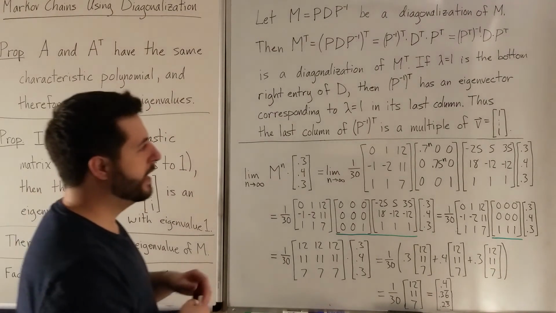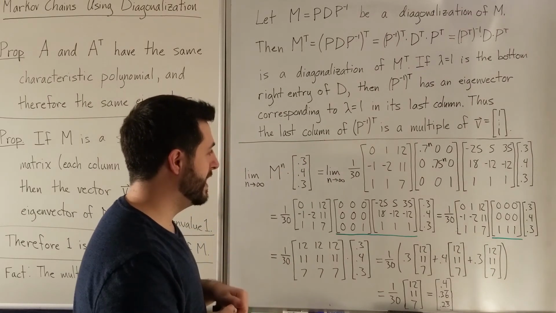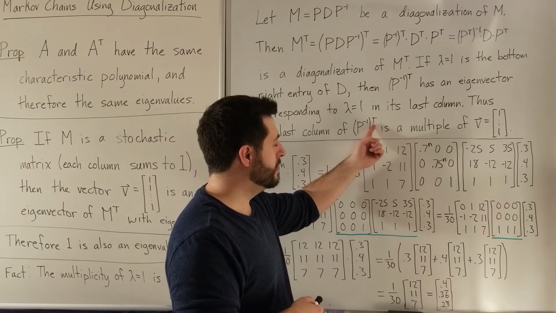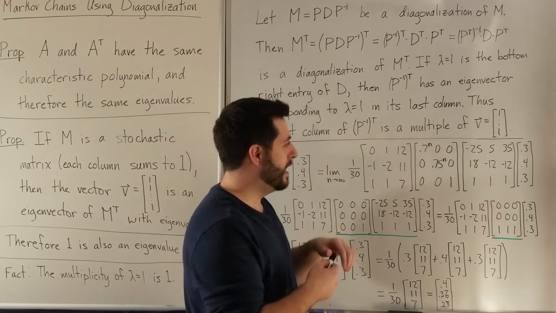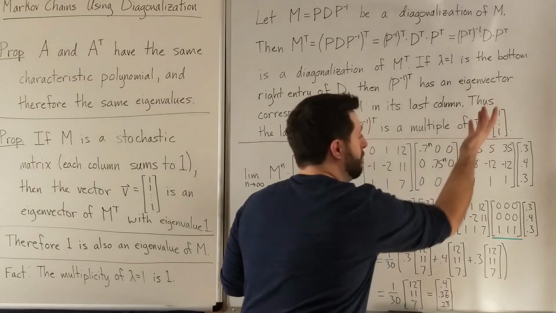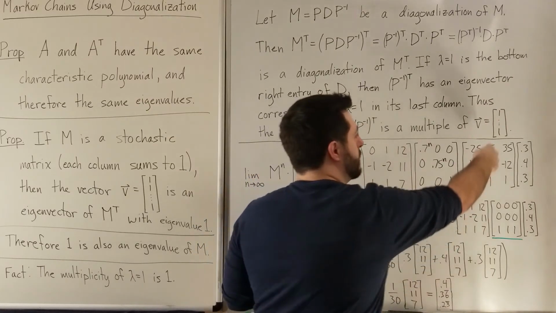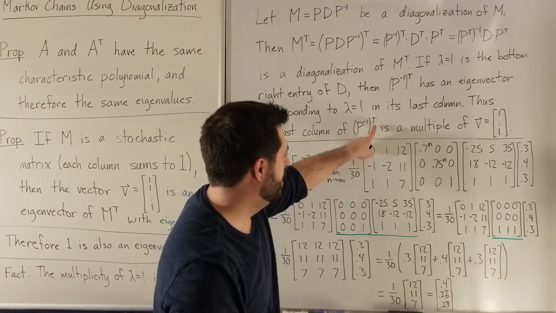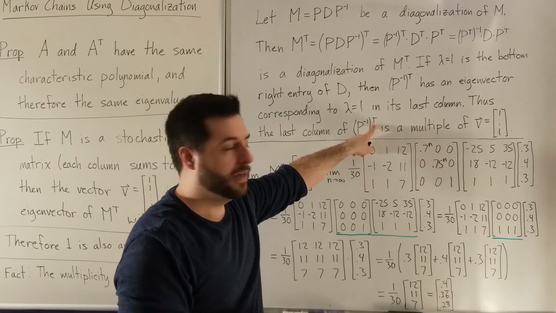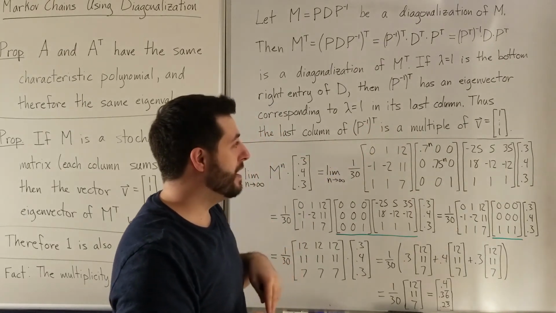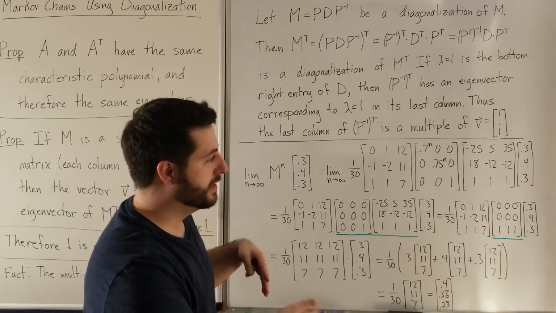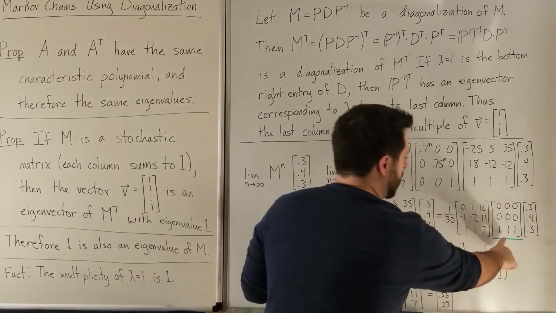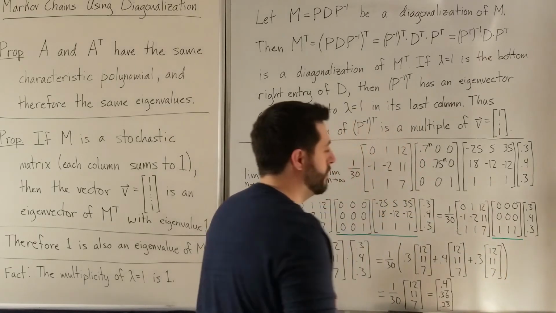Well, we're almost done, and I ran out of space, so I'm just going to say the rest of this. P inverse transpose has a bunch of 1s, or some multiple of this, so a bunch of the same number in its last column. Therefore, if I get rid of the transpose, P inverse is going to have a bunch of 1s, or a bunch of the same number, in its last row. And that's exactly what we wanted here. A bunch of the same number in the last row.